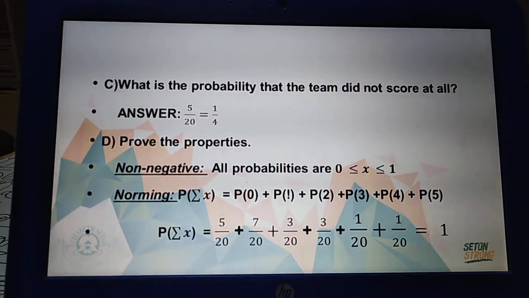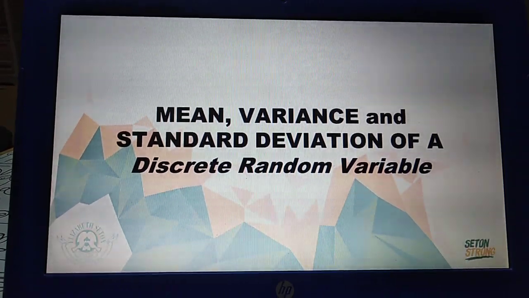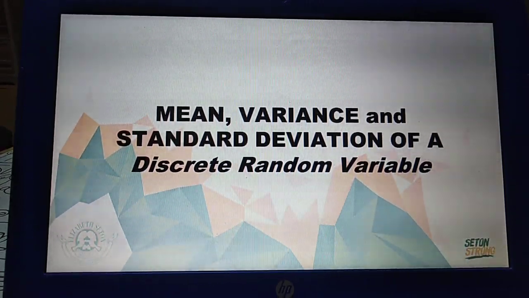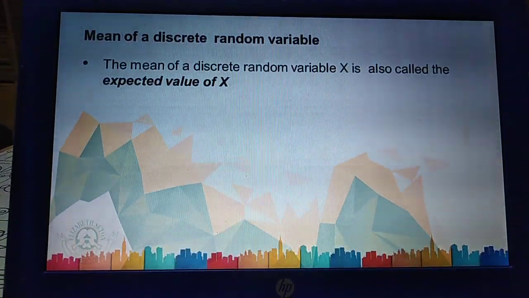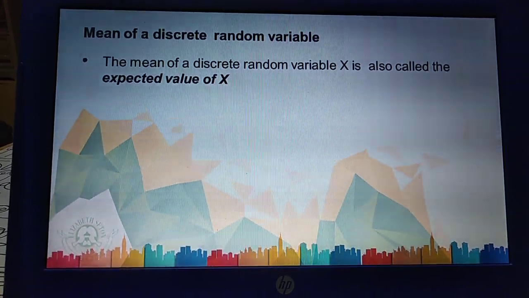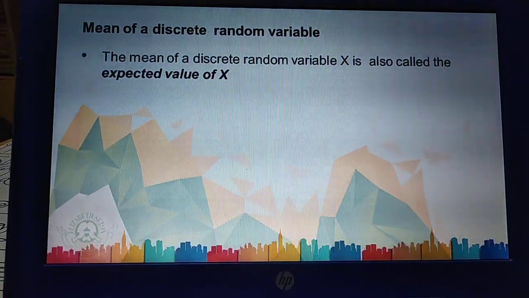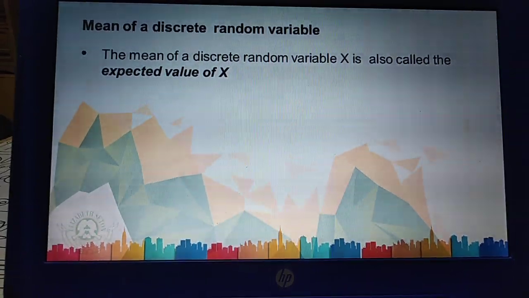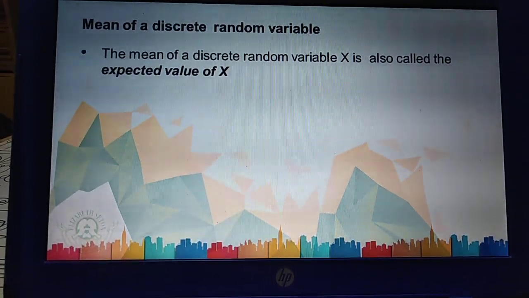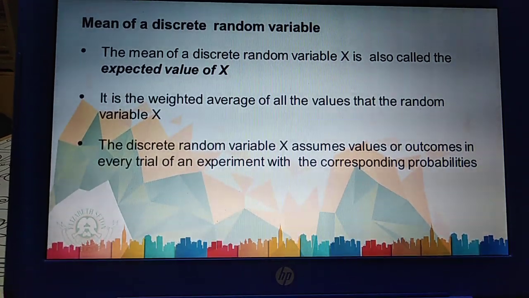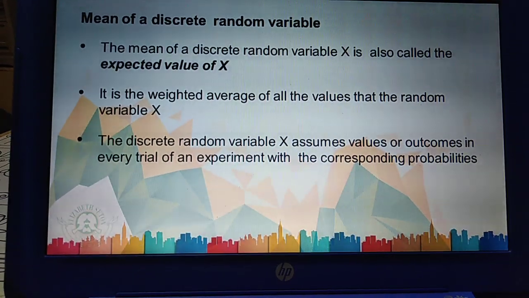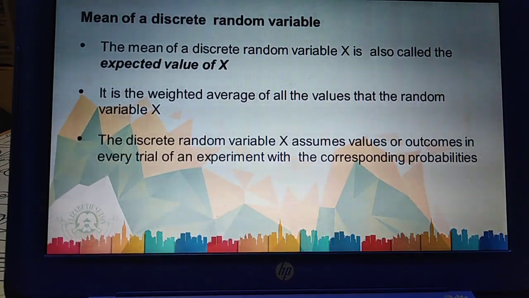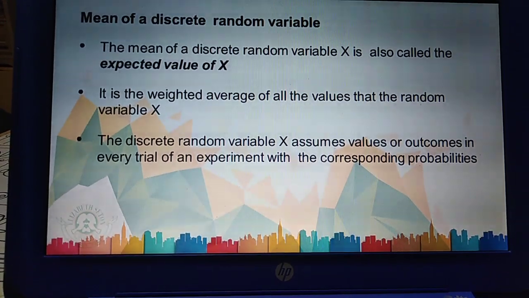So let us now continue with our second lesson, the mean, variance, and standard deviation of a discrete random variable. When we talk about the mean of a discrete random variable, we are also referring to the average, which can also be called the expected value of the random variable x. It is a weighted average of all the values that the random variable x has. The discrete random variable x assumes values or outcomes in every trial of an experiment with the corresponding probabilities.